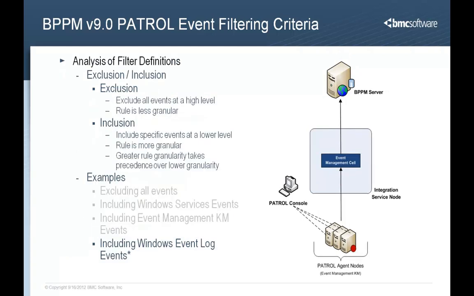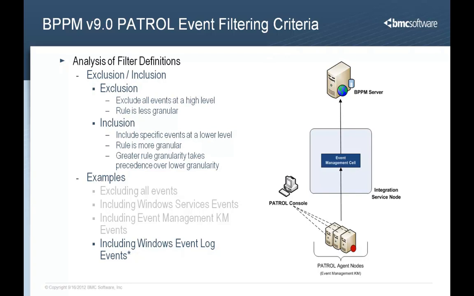So far, we have seen how to create event inclusion filters for standard events and events coming from the Event Management KM. In certain cases, the patrol KMs might provide event data in different ways. It is critical to understand these capabilities and where they exist so that you can choose the method that best meets your needs. Event data from the Windows operating system event logs is one such example.